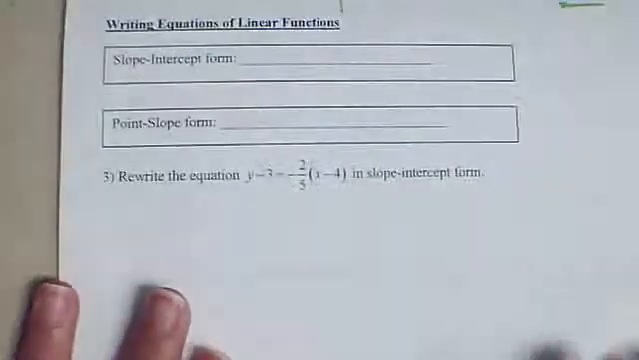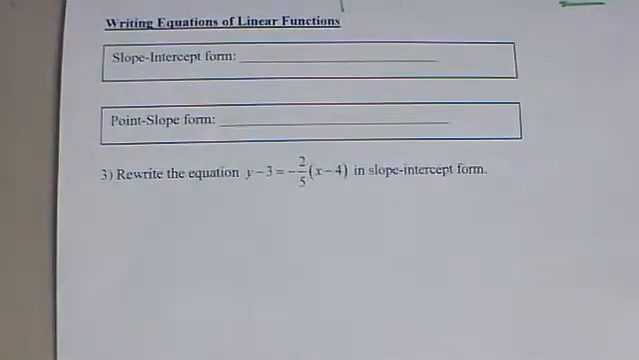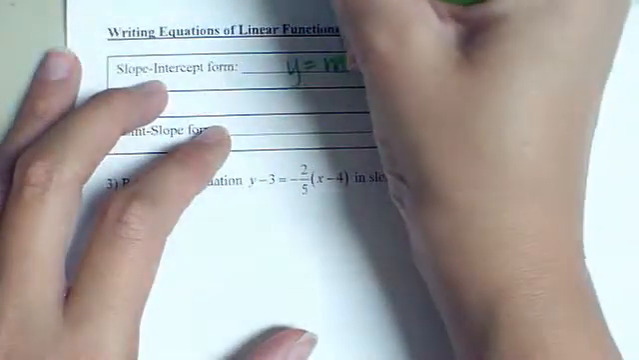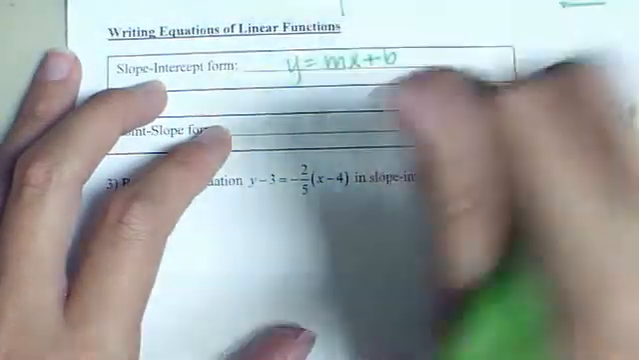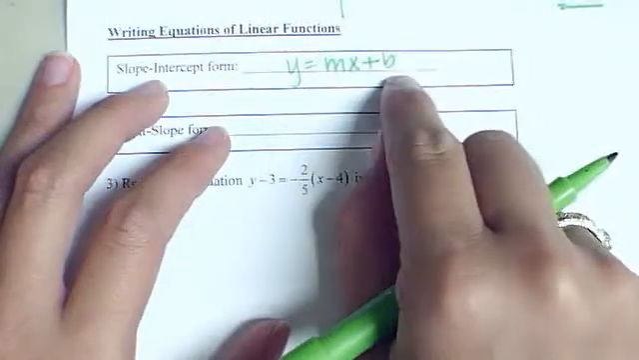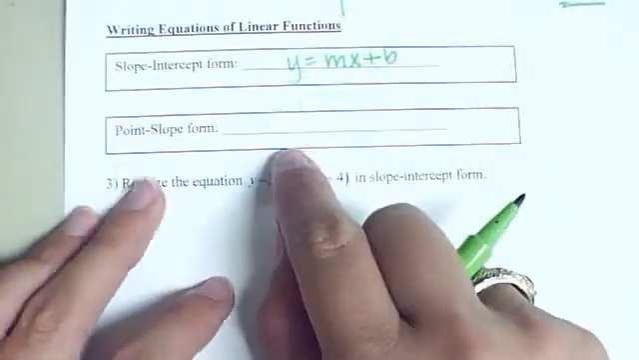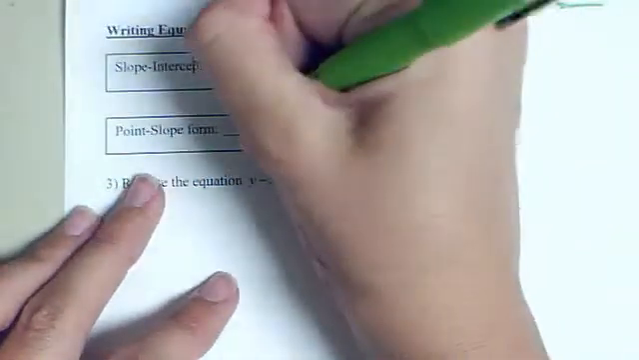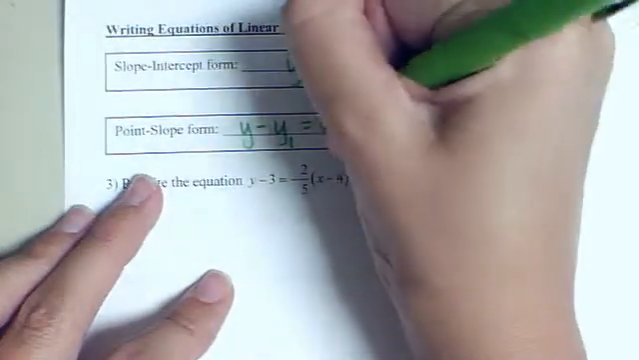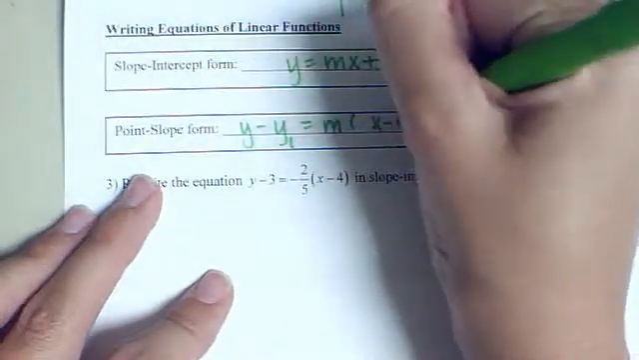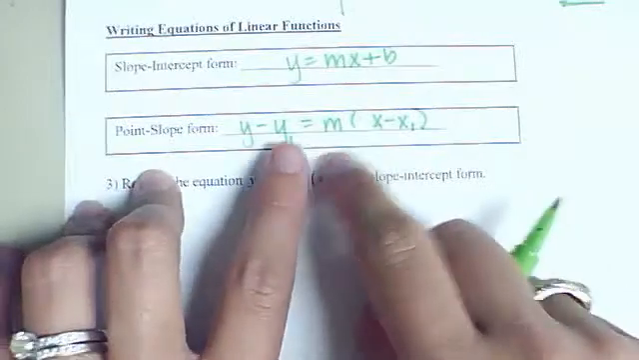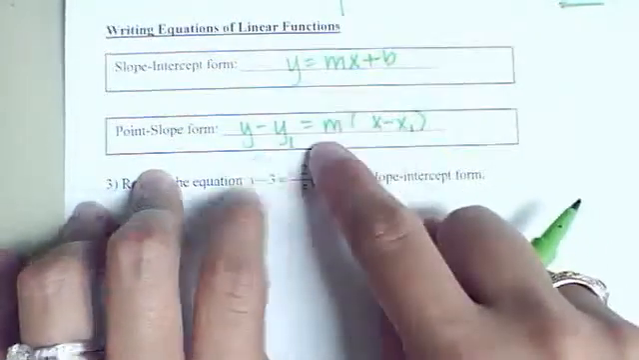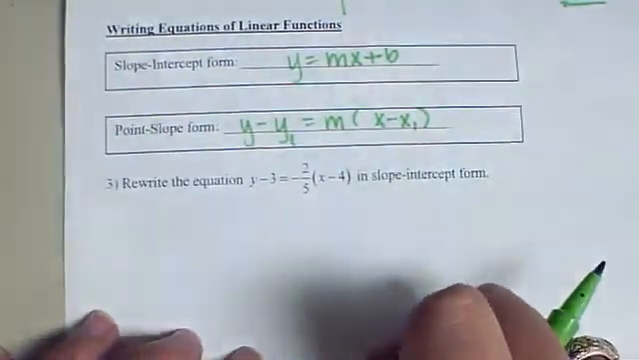Okay, the next thing we want to talk about is writing equations of linear functions. So we had two major forms that we used. The first is slope-intercept form, which is y equals mx plus b. Remember that m stands for your slope and b stands for your y-intercept. For point-slope form, we have y minus y1 equals m times x minus x1. We're going to replace x1, y1 with a point and m with our slope. Let's look at some examples.